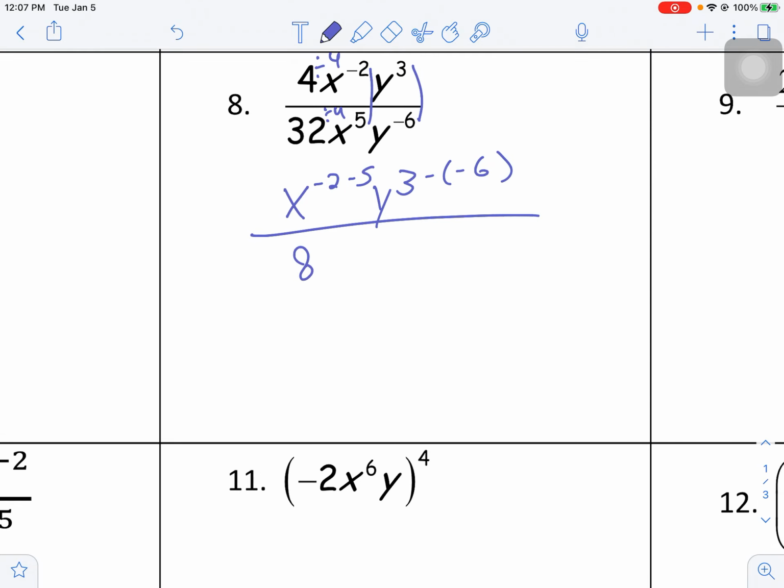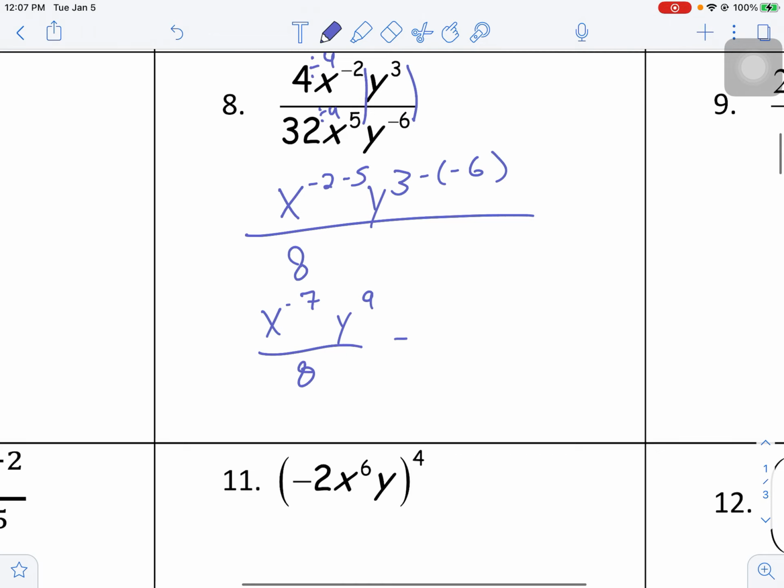So then we go here, x to the negative 2 minus 5, so that's x to the negative 7. That's going to be y, 3 minus negative 6 is going to be to the 9, all over 8. So then our final answer is y to the 9 over 8x to the 7.